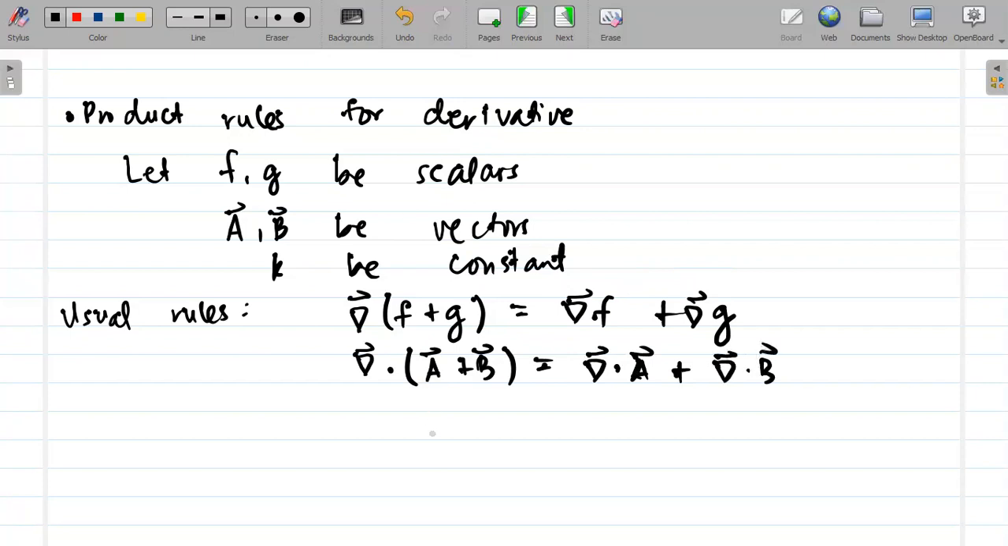Now, class, ang curl, saan siya nag-act ulit? Scalars or vectors? Vectors din. Vectors po. Okay, vectors then. So, a plus b, that is del cross a plus del cross b.